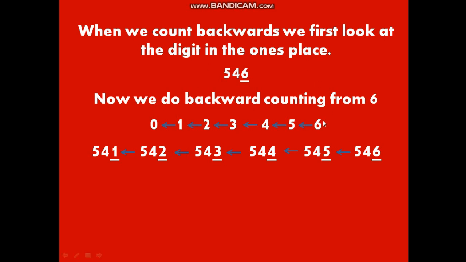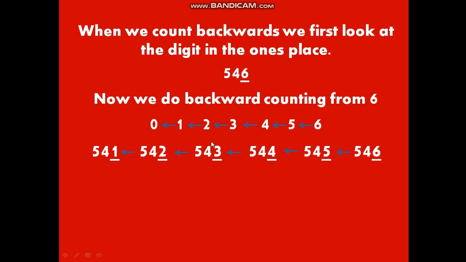So what will happen? It will go from 6 to 5 to 4 to 3 to 2 and then to 1 and then to 0. So now the number will become from 546, the number will be 545. See, the change is there at the ones place only. Rest of the digits that are at the tens place or hundreds place are kept intact. We are not touching them right now.